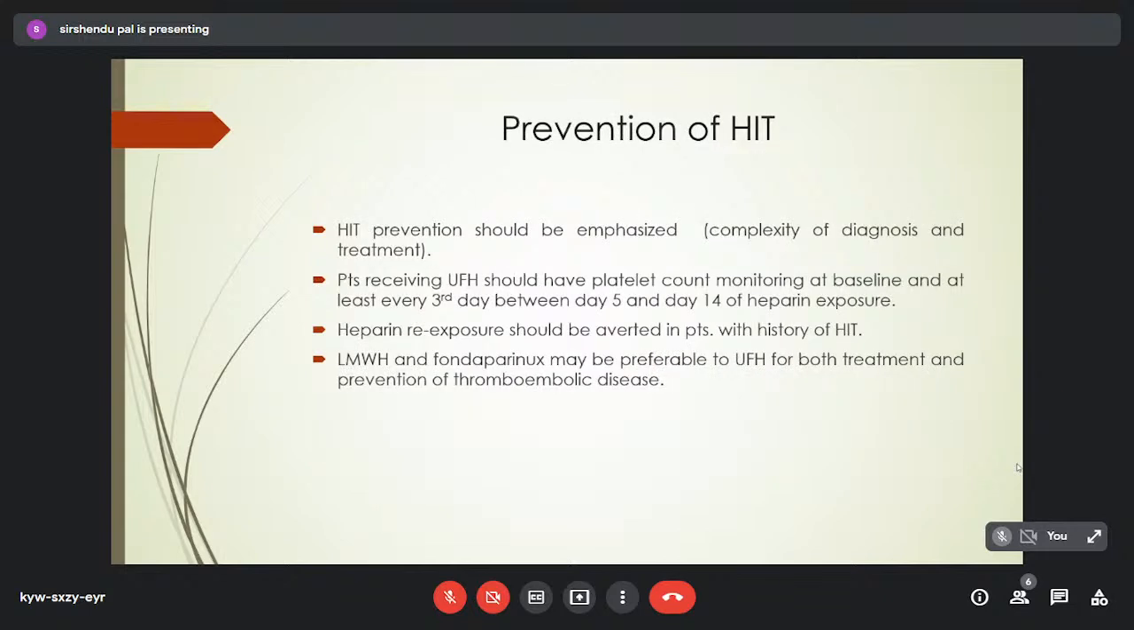Because of the complexity of diagnosis and treatment of HIT, HIT prevention should be emphasized. Patients receiving unfractionated heparin should have platelet count monitoring at baseline and at least every third day between day 5 and day 14 of heparin exposure. Heparin re-exposure should be averted in patients with a history of HIT. Low molecular weight heparin or fondaparinux, that is a factor 10A inhibitor, may be preferable to unfractionated heparin for both treatment and prevention of thromboembolic diseases.